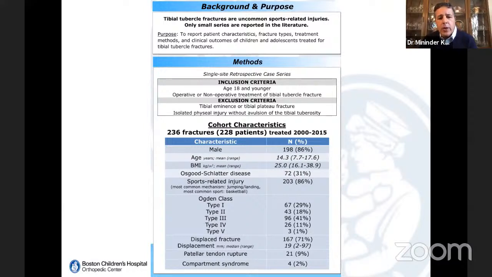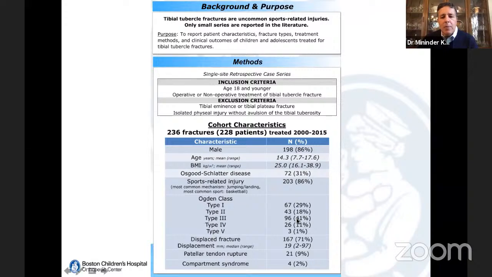The vast majority of these are male patients. You can see 86%. The mean age was 14.3. The BMI is shown here. 31% of these patients had prior Osgood-Schlatter's symptoms. Most of these, 86%, were from a sports-related mechanism of injury. The breakdown in terms of the Ogden classification is shown here.